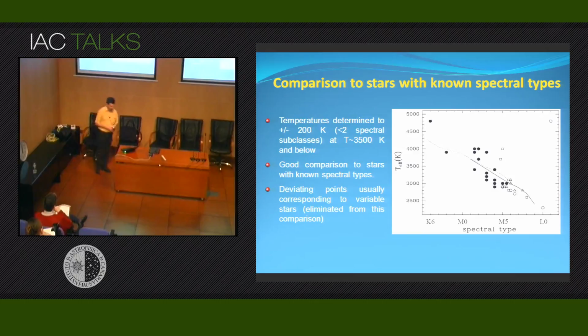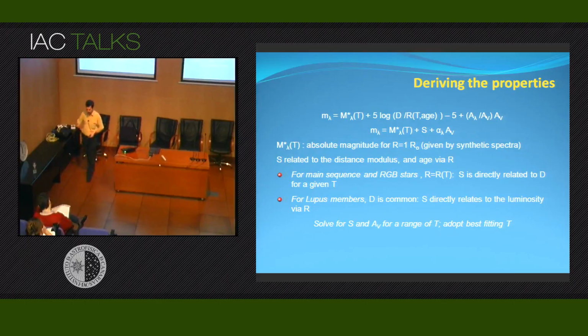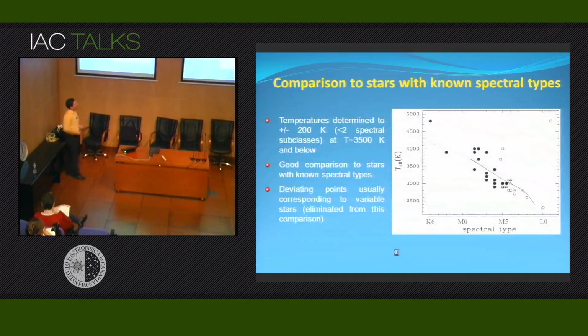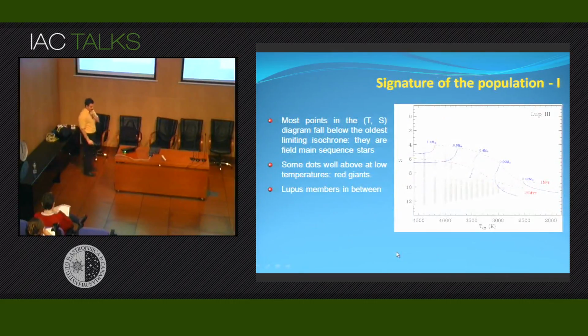This is how things look in a real temperature versus S diagram. This is the result of our fits, the best fitting temperature that we obtain and the S parameter. Here you have the red dashed lines, which correspond to two representative isochrones at the distance of the Lupus clouds, at a distance of 200 parsecs in this case. We would expect that most of the members of the population comprised between these ages will fall between these two lines. You can see also the range of masses that these temperatures normally sample.